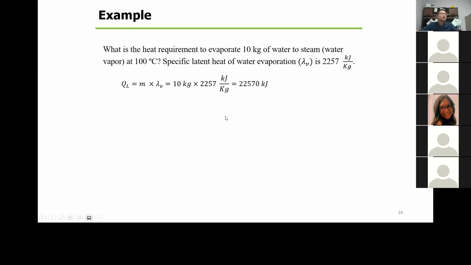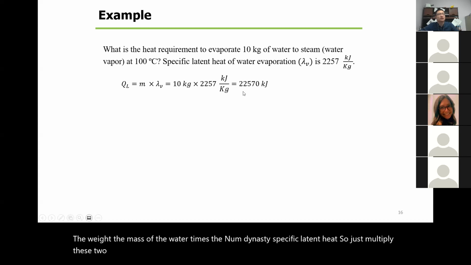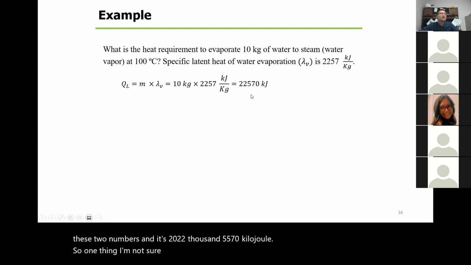Okay, so we just plug in the numbers, right? The QL, the latent heat, is equal to the mass of the water times the lambda, which is the specific latent heat. So just multiply these two numbers, and it's 22,570 kilojoule.